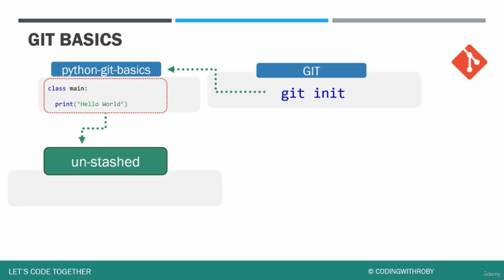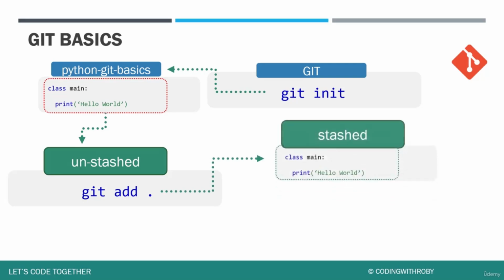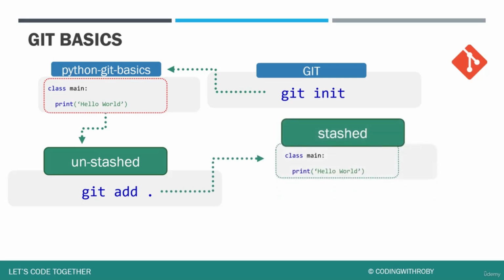After we add the main.py file and the print code statement, Git will see our file as an unstaged file and code. To stage our code, we need to type in the command git add dot. This command will stage everything we currently have in the directory. After everything is staged, we will want to commit all of the code.